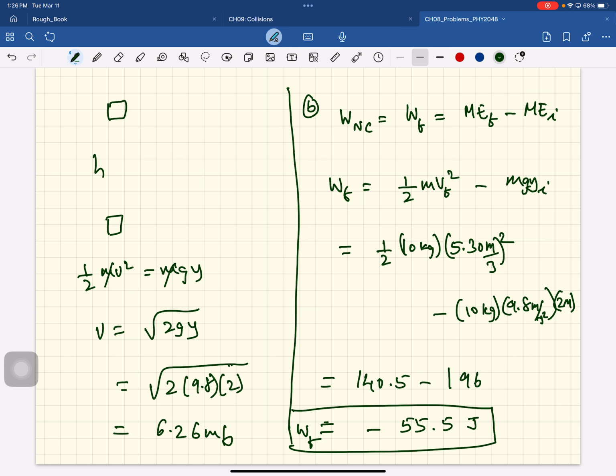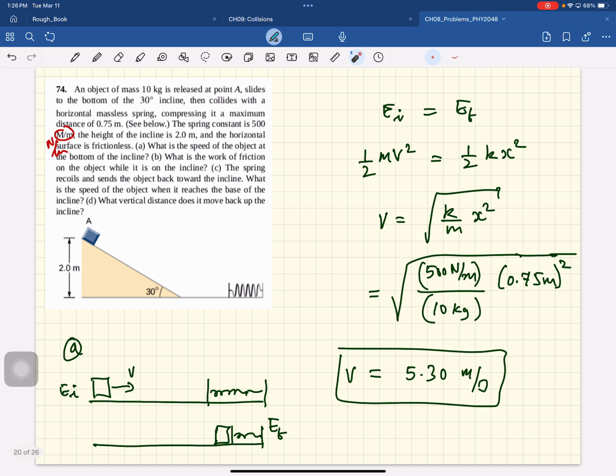All right. Part C and D. I'll just give you an indication. The spring compresses and then recoils. How fast will this guy be going at the bottom of the hill? It'll be going at the same speed because there's no friction. And if there was no friction on the incline, it would climb back up to that height. So if both this and that were frictionless, this would be a perpetual motion machine.